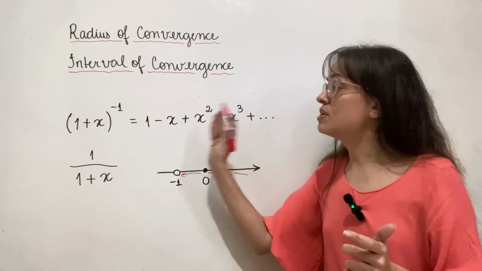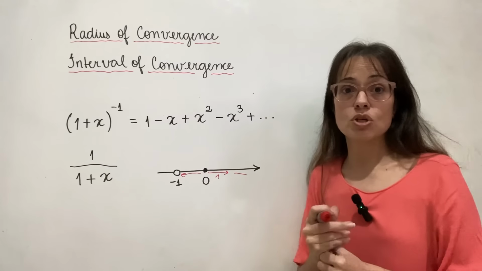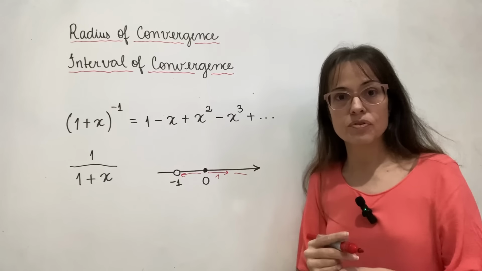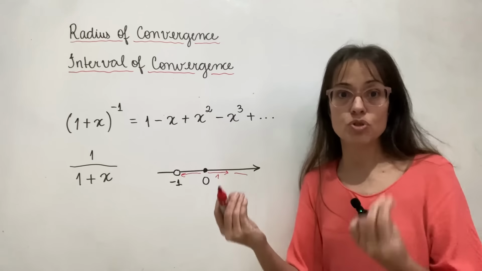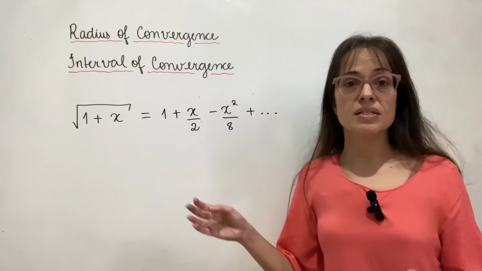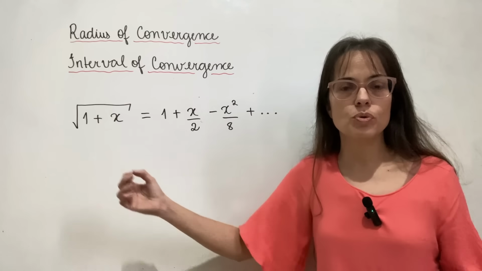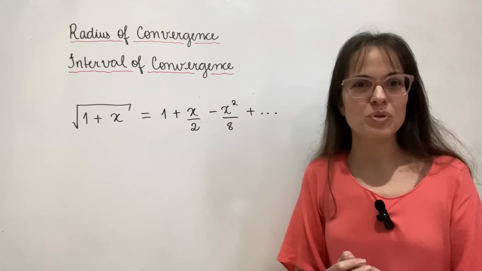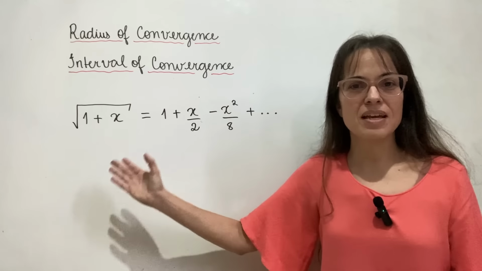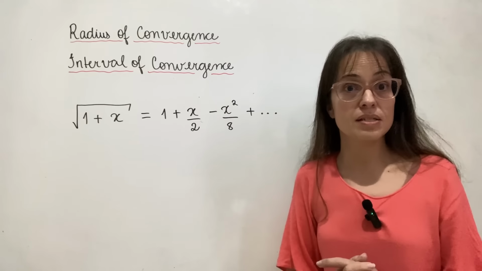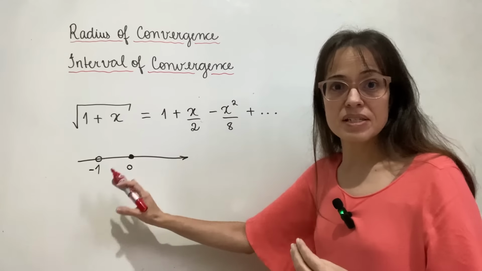So for this series, the radius of convergence is 1, and the interval of convergence is from -1 to 1. What about this? This has the same kind of problem, right? Because the square root also has a domain restriction. We can't take square roots of numbers that are less than 0. So it's the same exact picture.